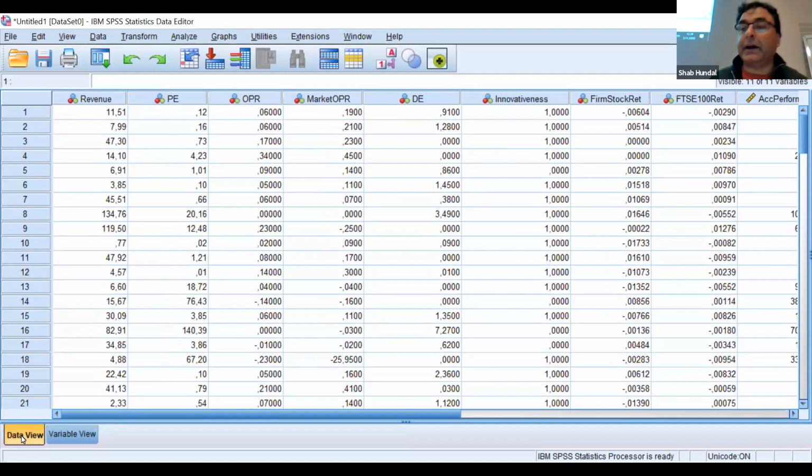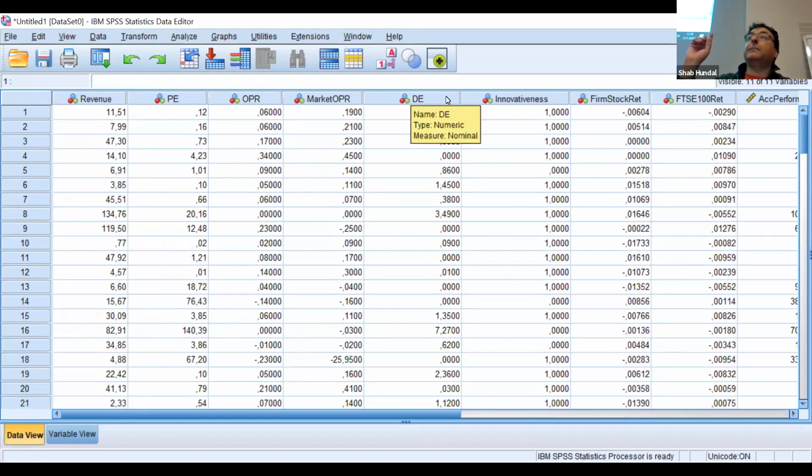You can see I carry on where we left last week. If you click the data view here in the bottom left-hand yellow box, you can see the data, and you can see that we have the revenue variable, the price to earning ratio, the company's operating profit ratio, the market's operating profit, the average market's operating profit ratio. DE is debt to equity.